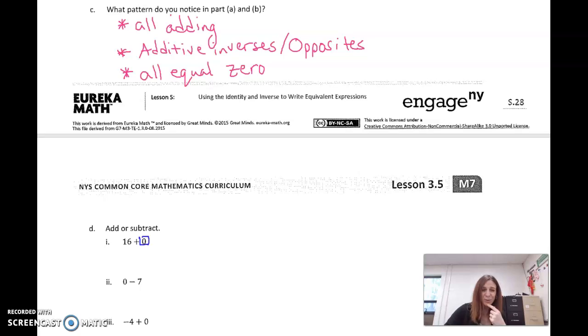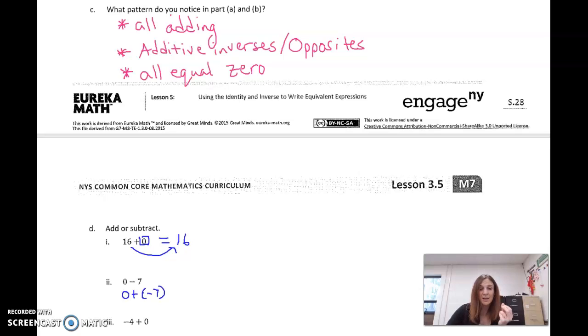Well, if we add 0 to anything, does it change? No. It keeps its identity. Now we have 0 minus 7 here. You might know that's negative 7. If not, we can change it to addition. Keep, change, change, right? Keep the 0, change a minus to a plus, change 7 to a negative 7.